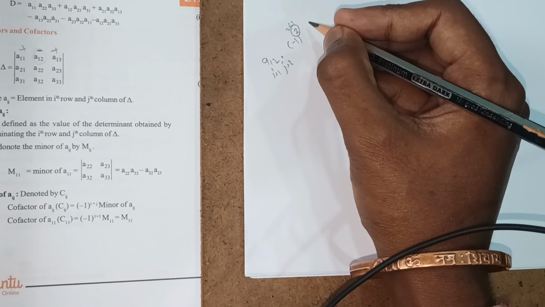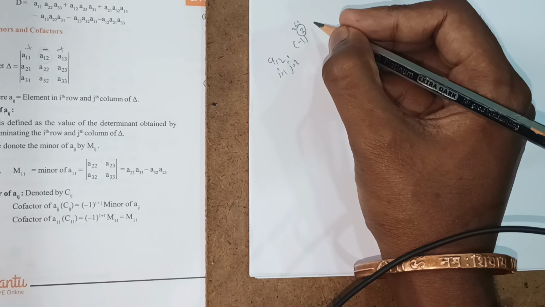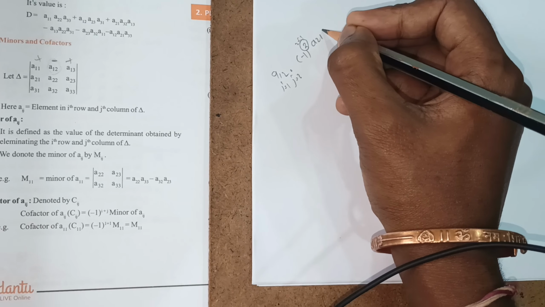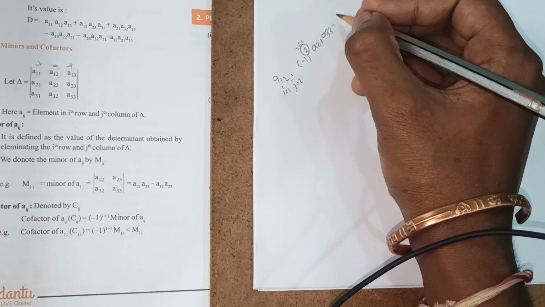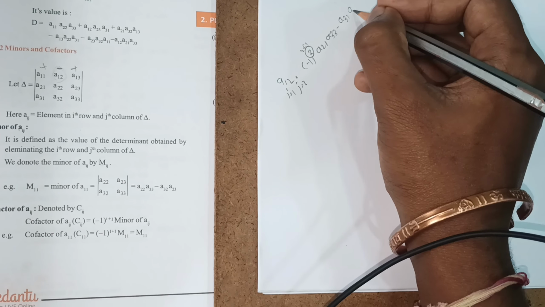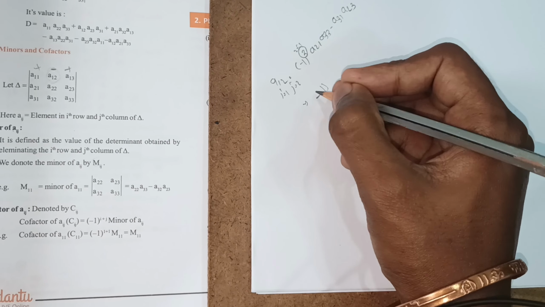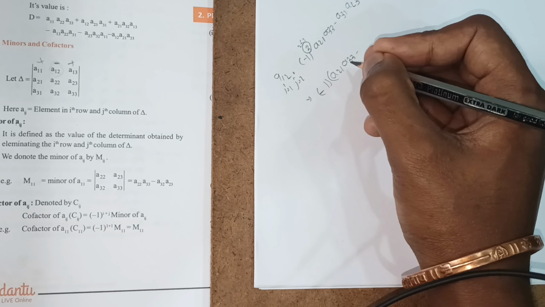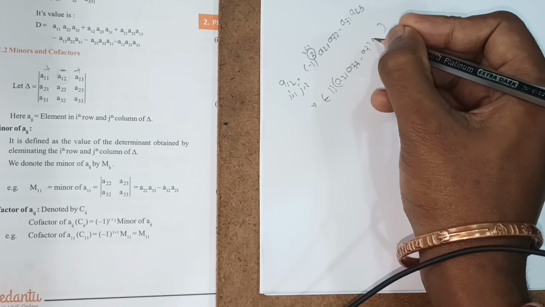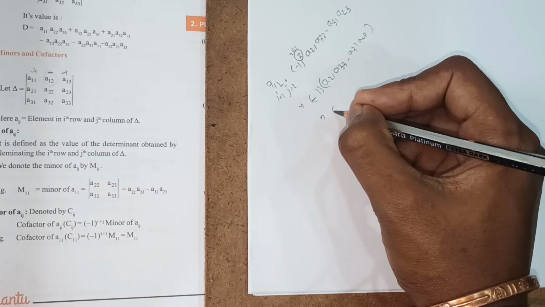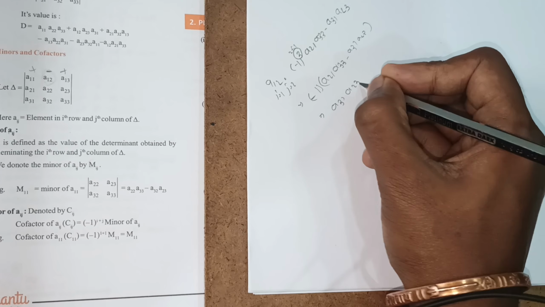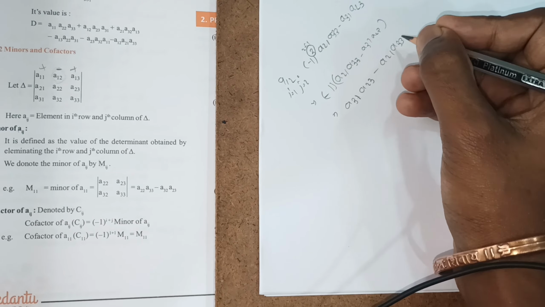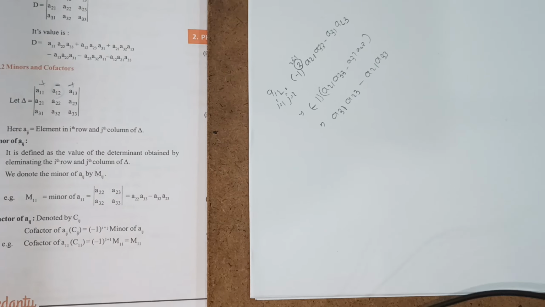Minor of Aij is what here? So the minor of A12 is A21, A33 minus A31, A23. So here minus 1, and negative will be multiplied to both the signs: A21, A33 minus A31, A23 equals minus A21, A33 plus A31, A23. So this is the cofactor of A12.